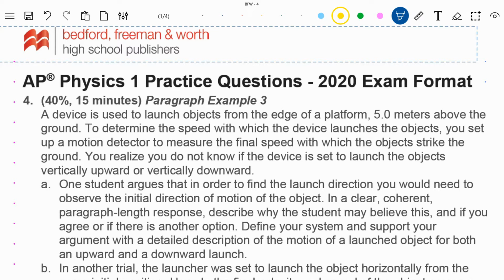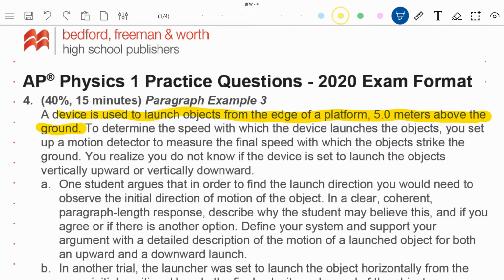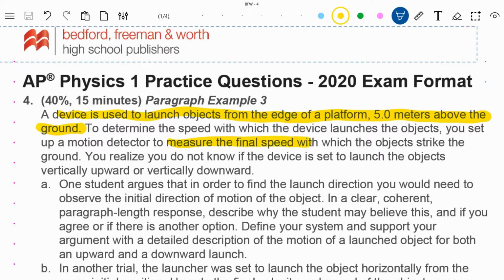So what we have here is a device used to launch an object from the edge of a platform 5 meters above the ground. So projectile motion, although in this case here, we have it launching from a rather large height of 5 meters. So let's just imagine that there's the floor down below, and 5 meters above, there's some kind of a launcher. So to determine the speed with which the device launches the objects, you set up a motion detector to measure the final speed with which the object strikes the ground.